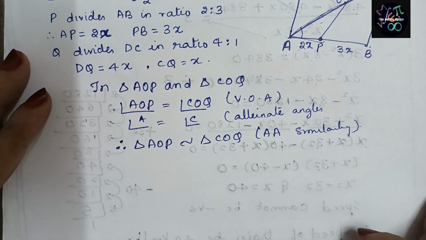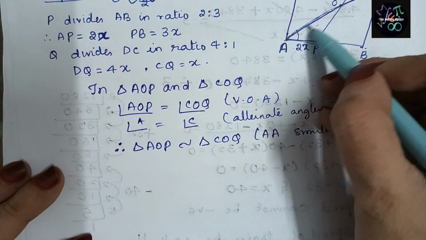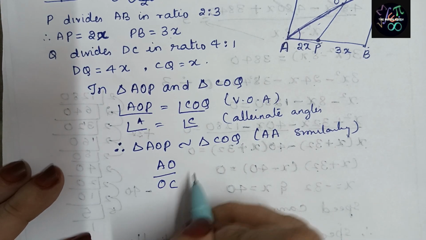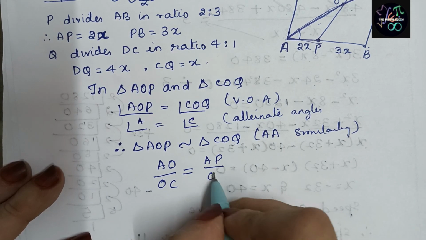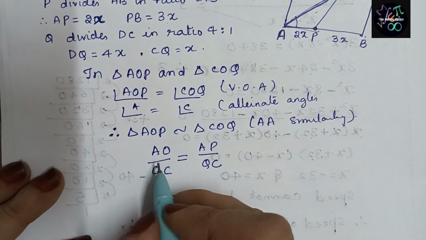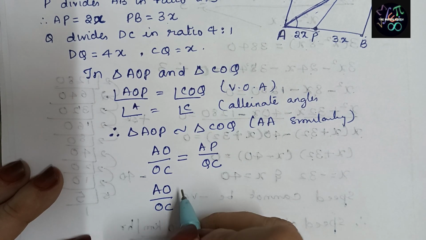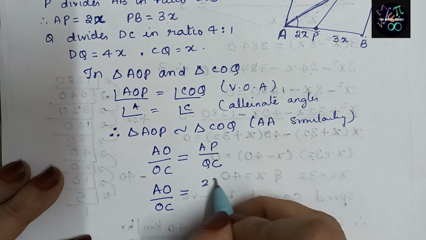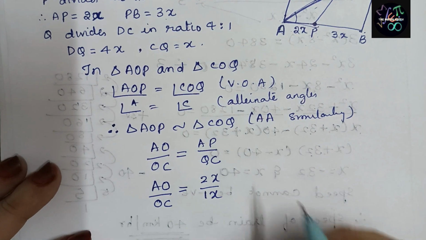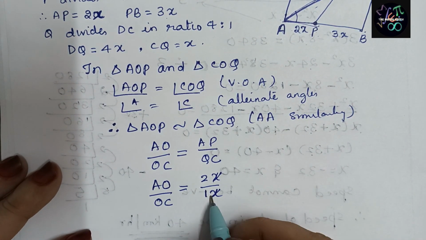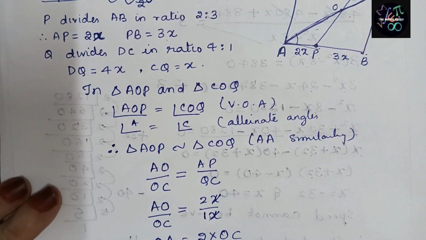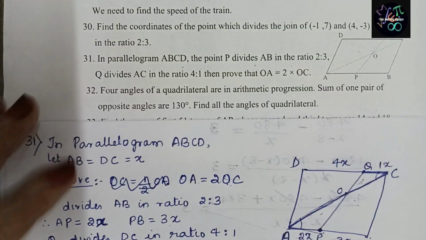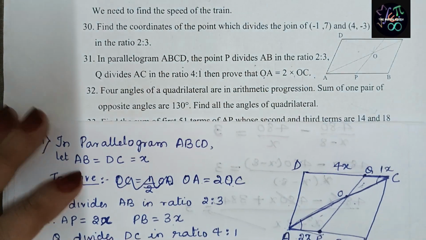Now, once the triangles are similar, their corresponding sides are in proportion. I'll take AO upon OC is equal to, which side is given? This side, AP upon QC. AO I'll keep as it is, OC also I'll keep as it is. The AP value is 2x, the QC value is 1x. The x gets cancelled. Then 1 into OA is equal to 2 into OC. This is what they have told us to prove, right? So we got the answer: OA is equal to 2OC. So we got the answer in this way.